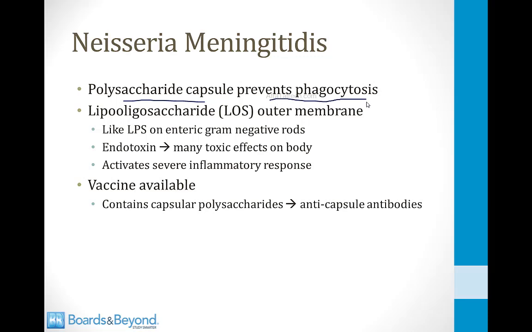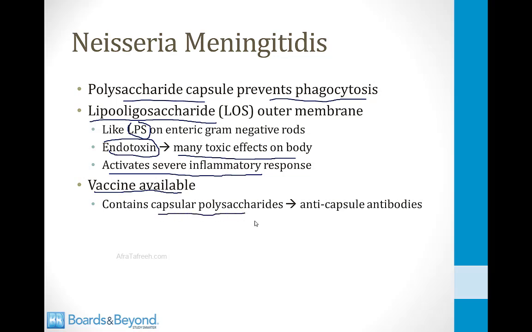One thing that's unique about their outer membrane is that they have what's called lipooligosaccharides, or LOS. This is an endotoxin. It's just like the LPS present on gram-negative rods, but it has a little bit different structure. It's smaller and it lacks the O antigen, but nevertheless it does the same thing, same toxic effects as lipopolysaccharides, and it activates a severe inflammatory response. I talk about endotoxin in more detail in the module on virulence. There is a vaccine available for Neisseria meningitidis, and this contains capsular polysaccharides, which then cause an immune response and have you generate anti-capsular antibodies that protect you from infection.